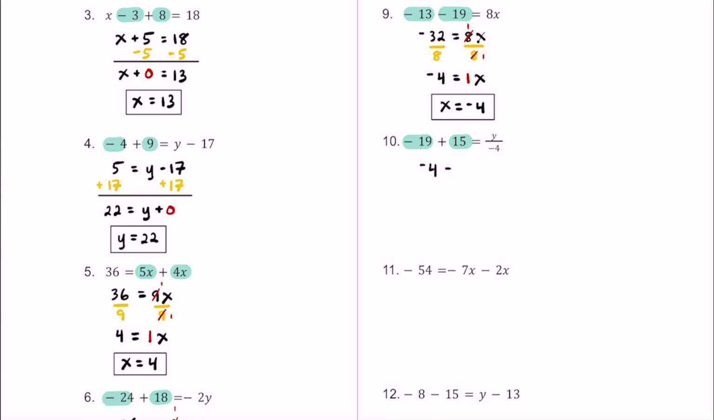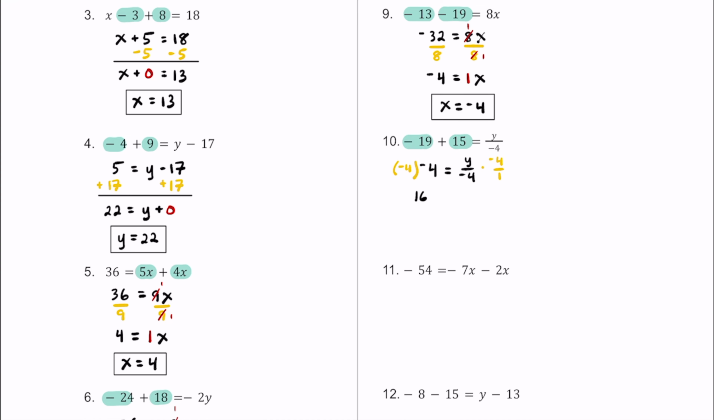So we have negative 4 is equal to, and then we have y divided by negative 4 on the right side. Now the operation we see here is division, so we're going to use multiplication. And so on the right side, let's multiply by negative 4, and on the left side, let's multiply by negative 4. So we have negative 4 on the left side multiplying by negative 4. That's going to equal a positive 16.